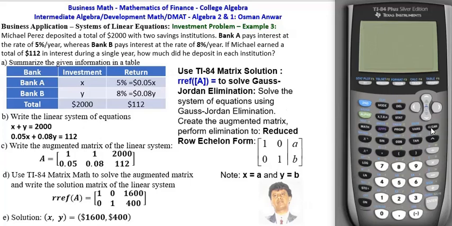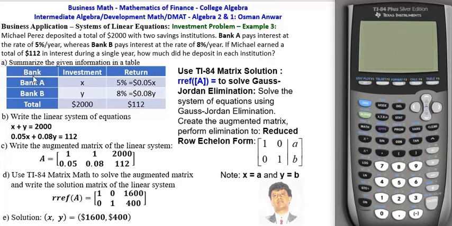This is business application, system of linear equations, investment problem, example 3. Michael deposited a total of $2,000 with two saving institutions, Bank A that pays 5% and Bank B that pays 8% interest. If Michael earned a total of $112 in interest during the single year, how much did he deposit into each institution? Again, we're going to summarize this into a table.